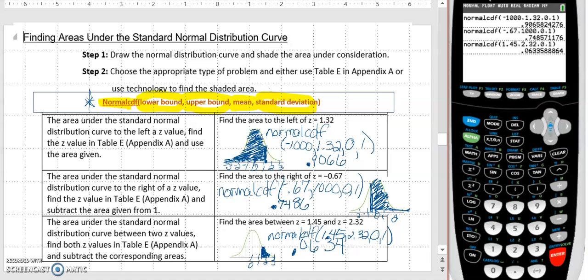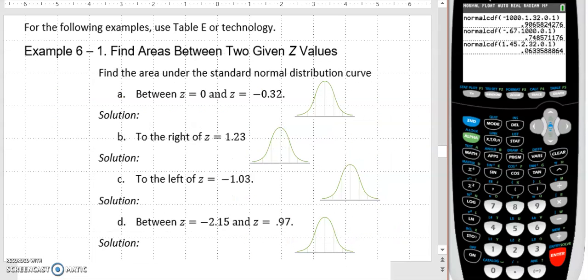Okay. So moving on, I've got 4 problems here that I'd like for you to do. Okay, so I'm going to pause the video for a moment, and I'd like for you to do the same. Pause the video. You set up your commands and draw your sketch, and then find the final solution. Okay?